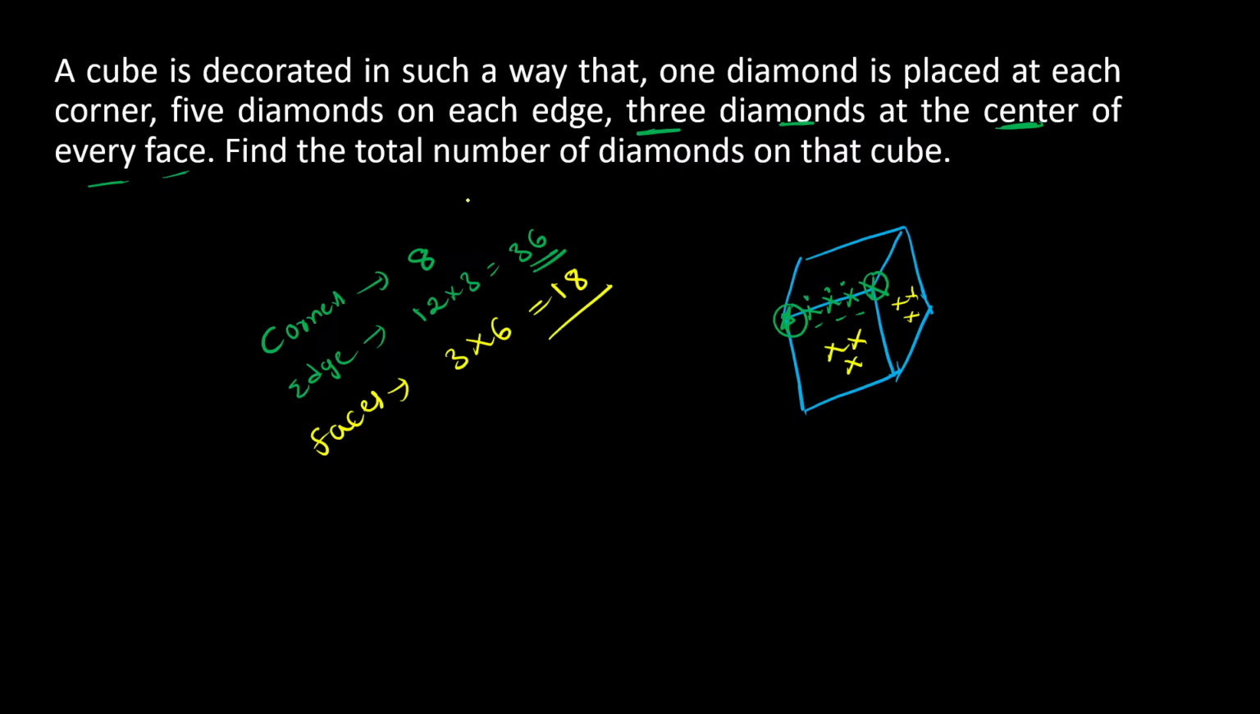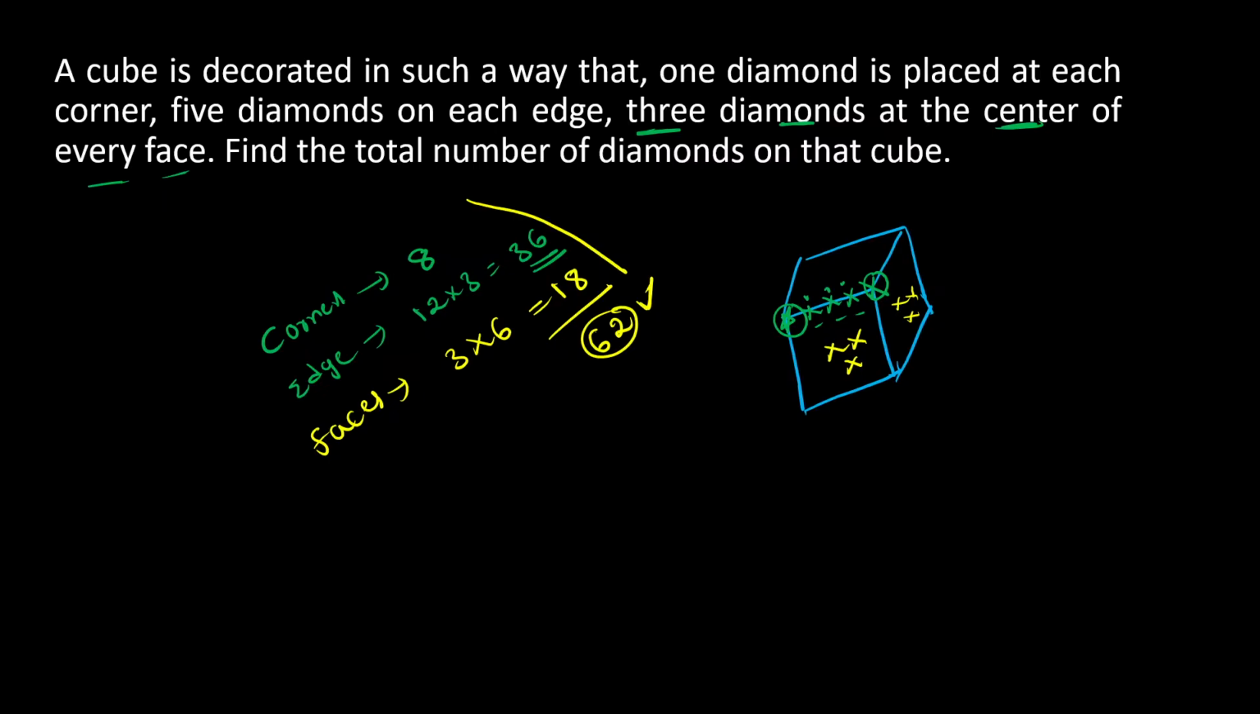So total number of diamonds now, putting these 3 numbers together, it's 8 plus 36 plus 18, which gives you 8 plus 36 is 44. 44 plus 18 is 62. So total number of diamonds on a cube are 62.